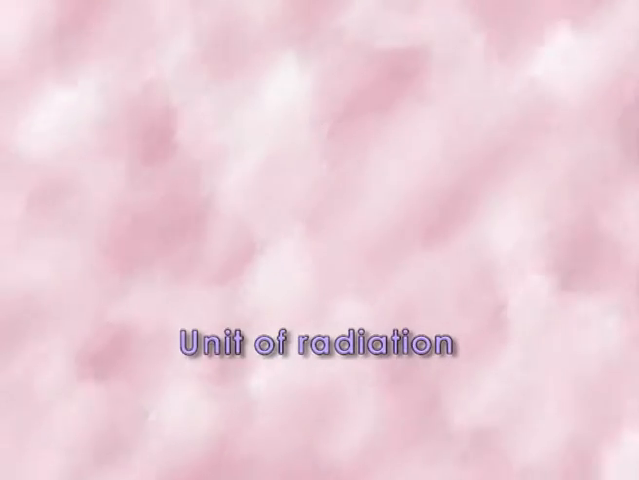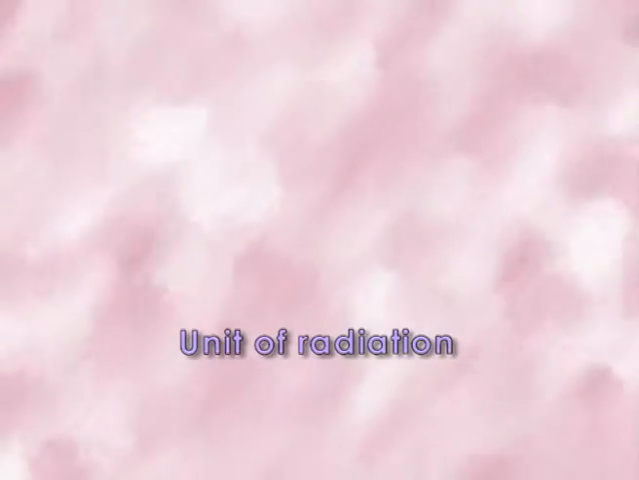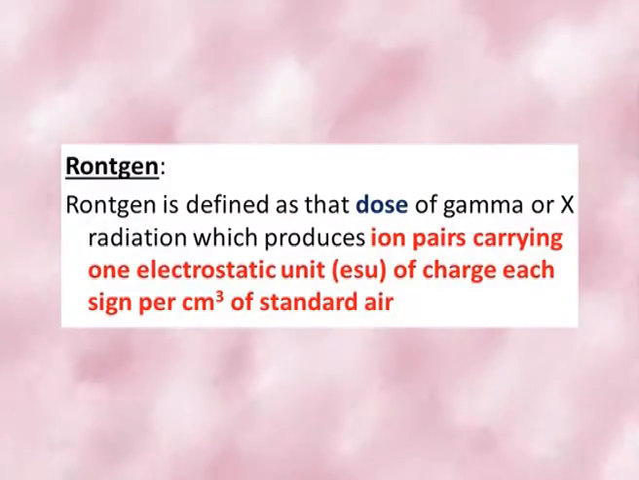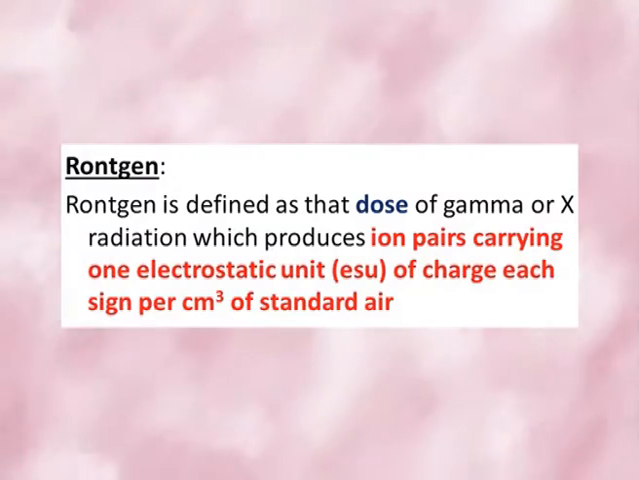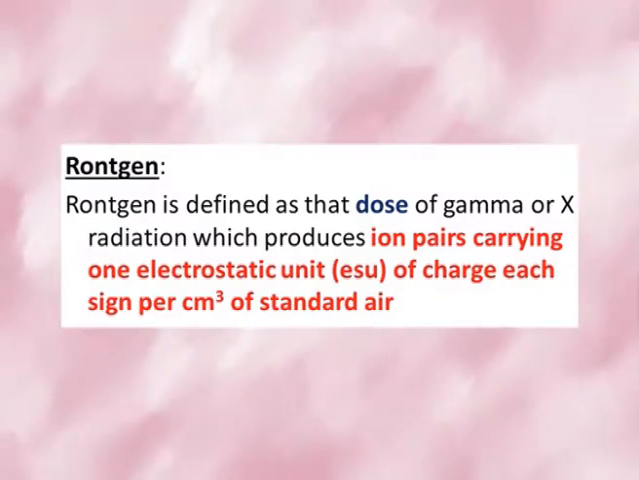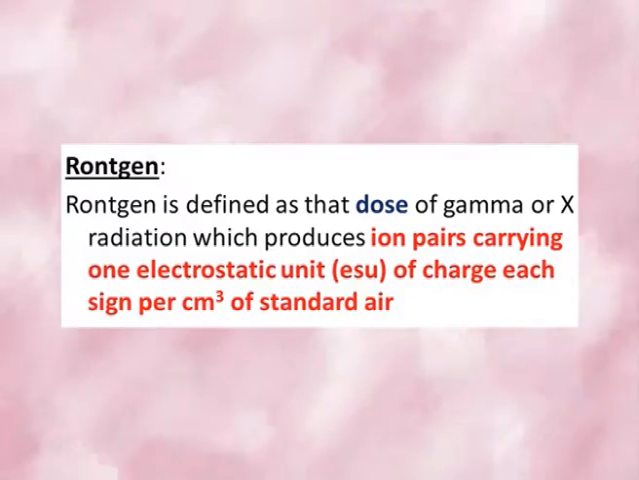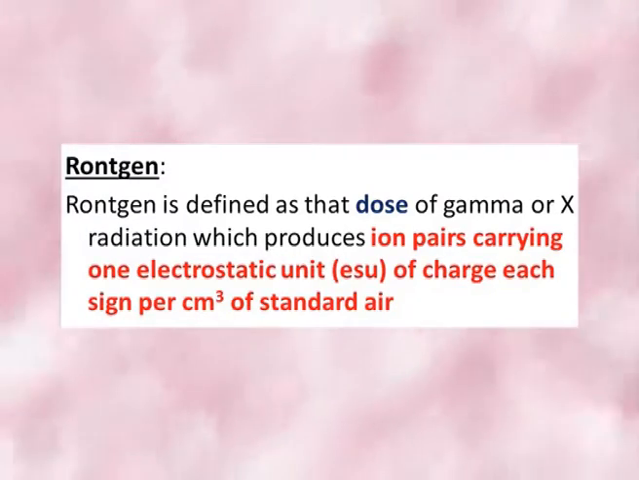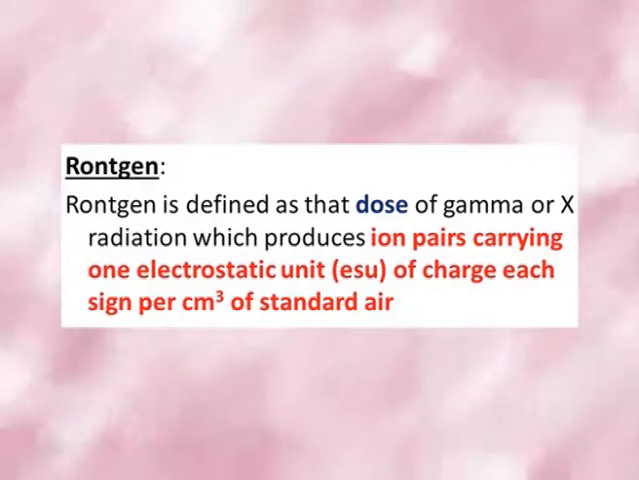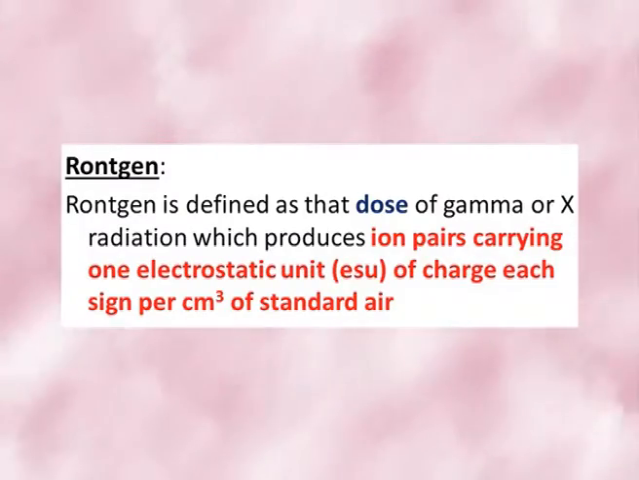Next, unit of radiation. The first one, Roentgen unit. Roentgen unit is the dose of X-ray or gamma ray which is able to produce ion pairs having one ESU charge for each ion, and that happens within 1 cc of air.